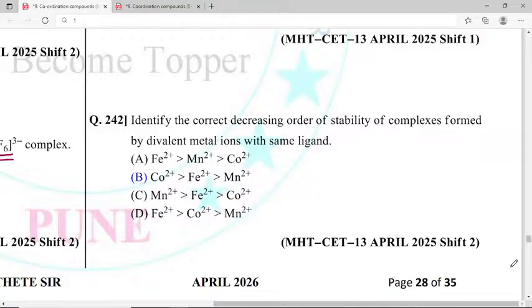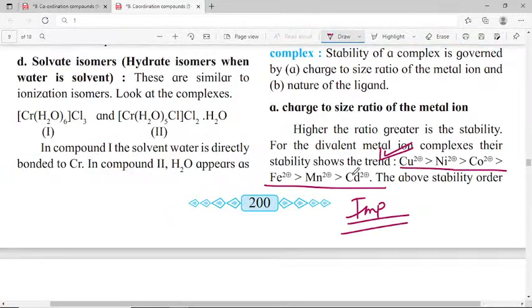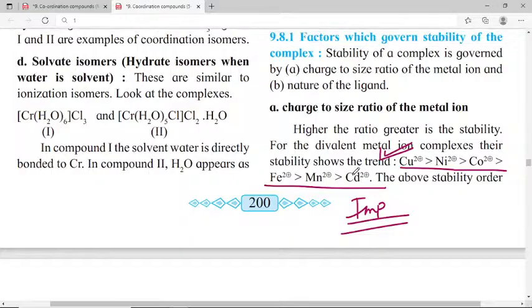Identify the correct decreasing order of stability of complexes of divalent metal atoms. Many times the same question comes. Charge to size ratio of the metal ion: higher the ratio, greater is the stability.